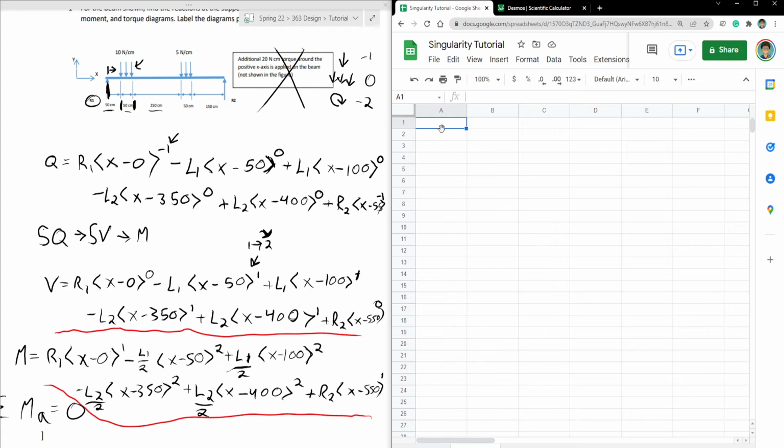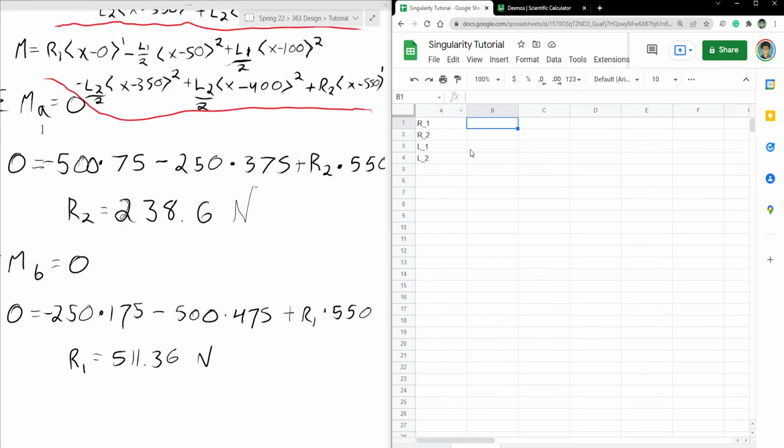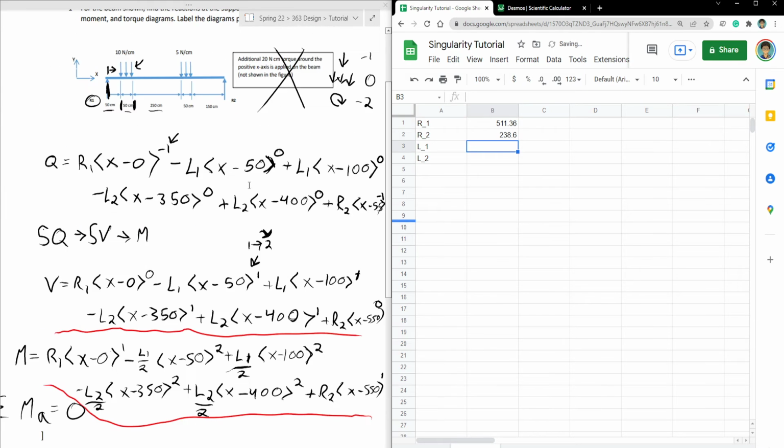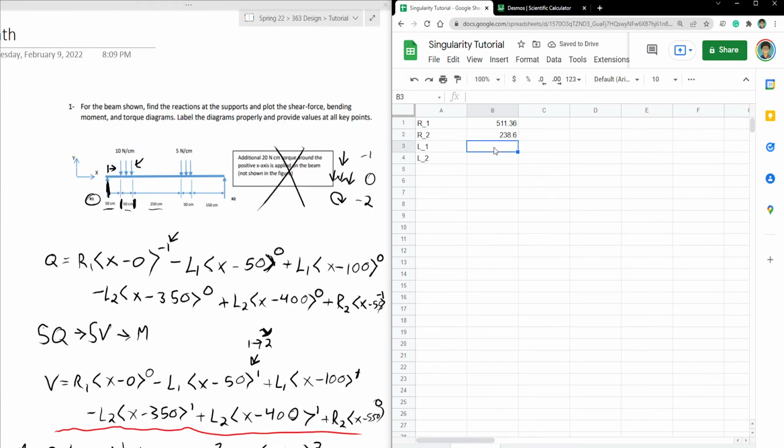So the first thing that I'm going to do is I'm going to define all of our variables into Excel. So I'm going to go ahead and say R1, R2, we need load 1, load 2. And you can put as many variables here as you want, but I tend to find that it makes it easier to remember, like, look at your code later on if you don't have that many variables. So R1, we have 511 newtons. R2, we have 238.6. For L1, we're just going to go ahead and put that base value that we have, so that's 10, and L2 is 5.